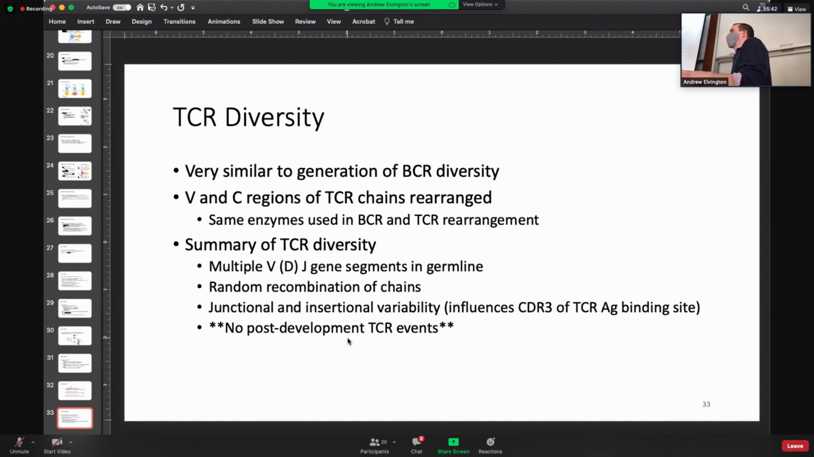Can the B cell receptor change after it has passed all of its checkpoints? Yeah, it can somatic hypermutate. It can do affinity maturation, and it will isotype switch.